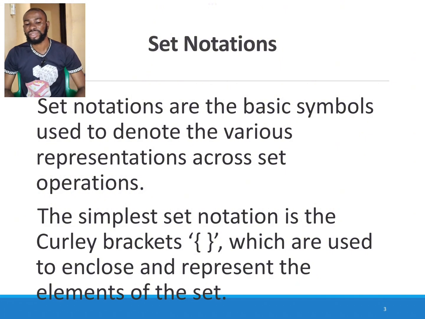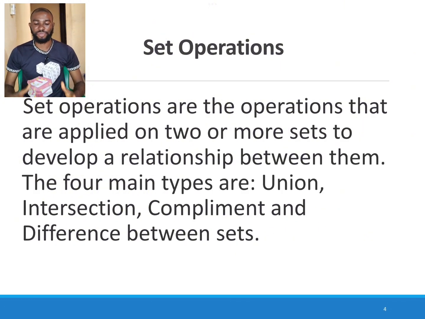That's your curly bracket. So we now have set operations, the operations that are applied on two or more sets to develop a relationship between them. The four main types are union, intersection, complement, and difference between two sets. When you have union, that simply means you are combining two sets with no repetition of any element. Take note, you are combining two sets, but no repetition.